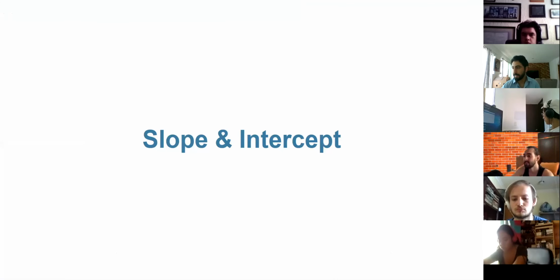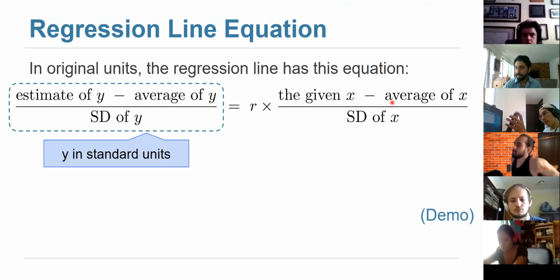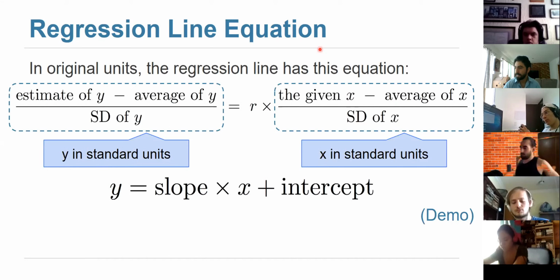So let's talk about slope and intercept. This is the same equation that you remember: Y in standard unit equals R multiplied by X in standard unit. It's the same thing. I just put that equation in normal unit, and you get this equation. Don't let it confuse you. It's the same thing: Y in standard unit equals R times X in standard unit. So this is Y, this is X, this is your R.